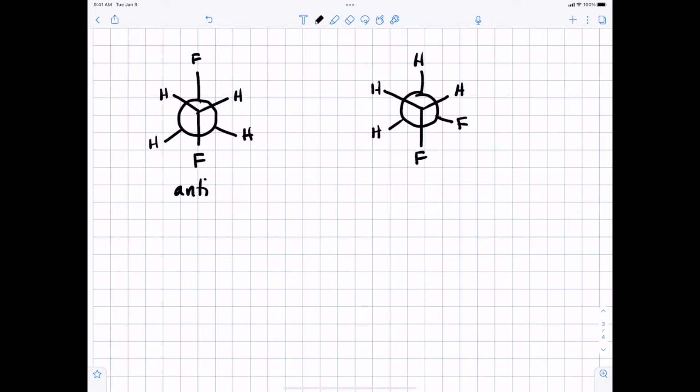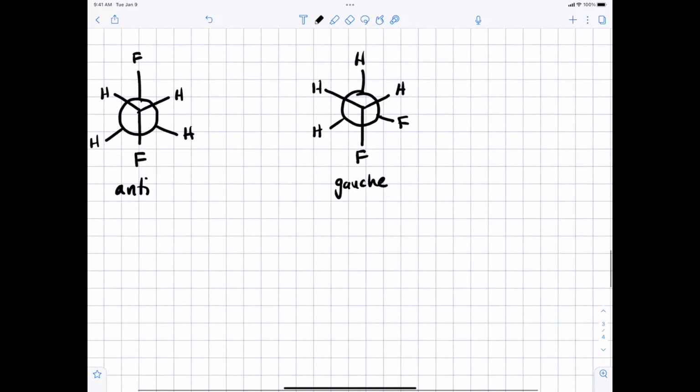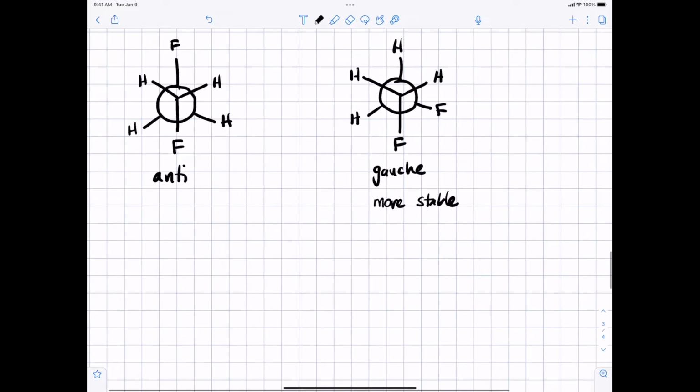We talked about how you might predict that, at least in terms of sterics, having the larger groups farther apart is better. Fluorine's actually not that much bigger than hydrogen. Nevertheless, it would be reasonable to predict that the anti-conformation was more stable. But in fact, it's the gauche conformation that is more stable and is preferred versus the anti-conformation, which is less stable.